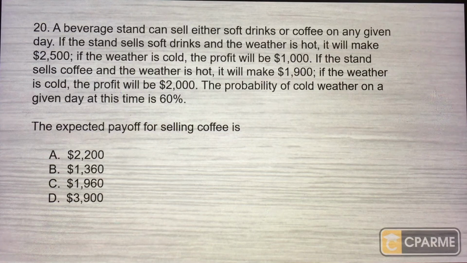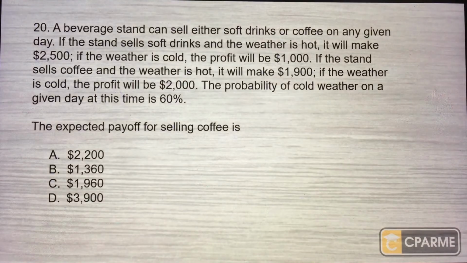For coffee, hot, 1,900, and then a cold, 2,000. So we multiply the 2,000 times 60% and the 1,900 times 40%, then we just add them. So that's the expected payoff for selling the coffee.